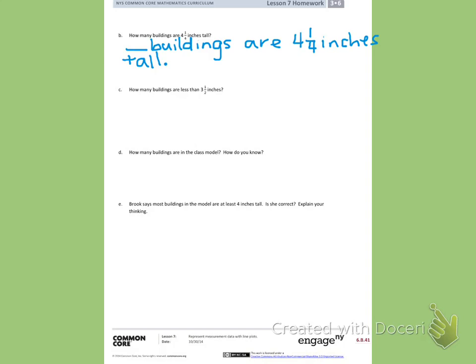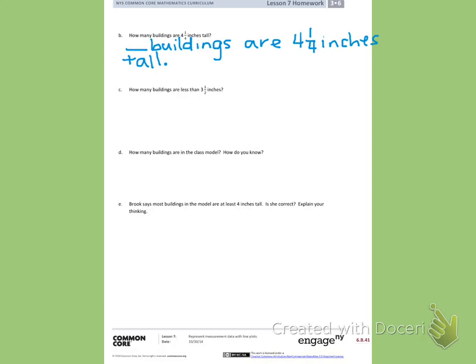Item C. How many buildings are less than 3½ inches? As I look at my line plot, I can see that there are buildings that are 3 inches, 3¼ inches, 3½, 3¾, 4, 4¼ and 4½ inches tall.